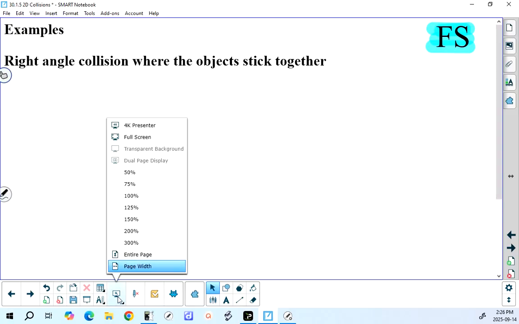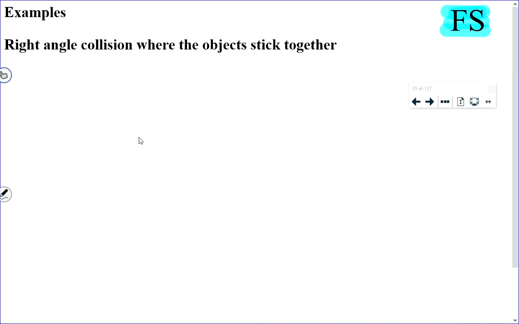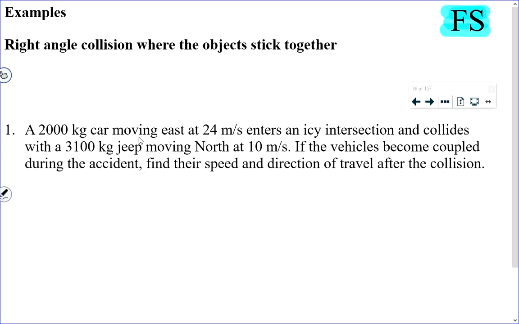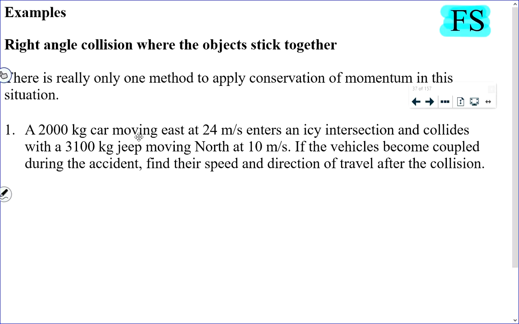We're going to learn over the coming days that there are a number of ways to do many of these two-dimensional collision problems. But the first example I want to do involves a right-angle collision where the objects stick together. And there is always only going to be one way to do this type of problem. And it's going to be exemplified by what we do in the note package here.